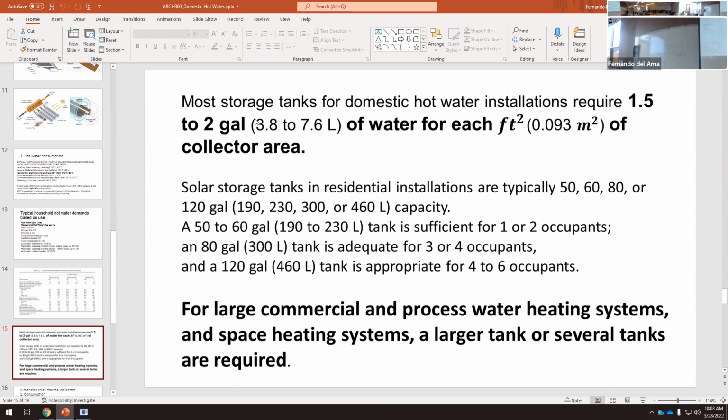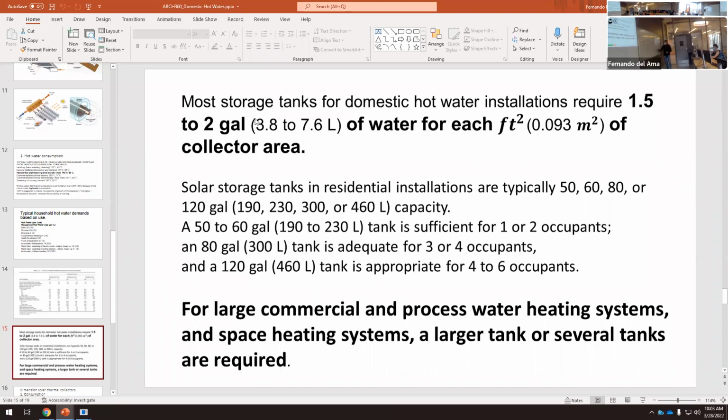Okay, this is the collector area. Usually these collectors are 6 feet by 3. So each collector is around, let's say, 20 square feet. Can be from 15 to 20. Let's round up, 20 square feet. If we have 3 collectors, the collector area is 60 square feet.